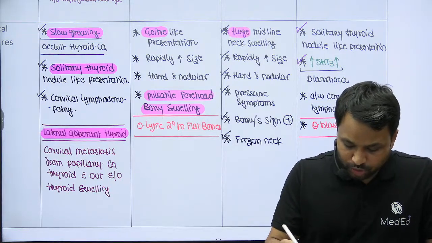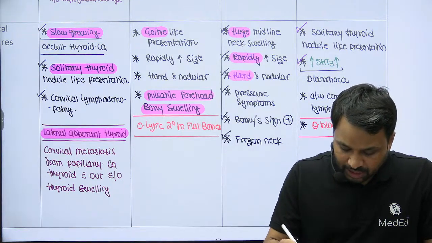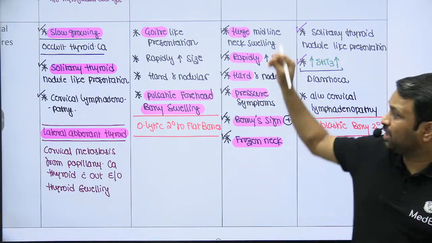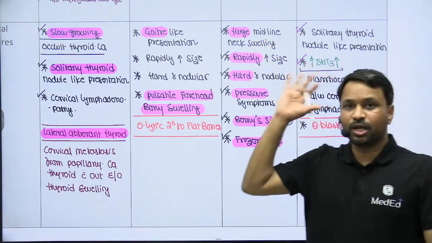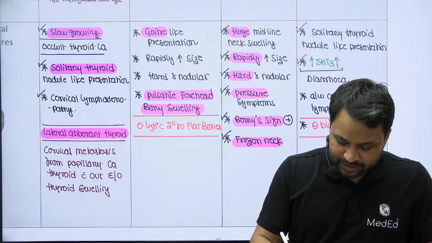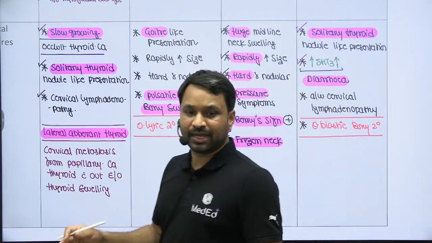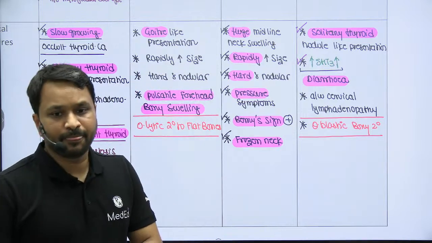Anaplastic: you'll see huge, rapidly increasing in size, hard, pressure symptoms, Berry sign positive, frozen neck. Any of these words in combination will tell you it is anaplastic. If it is a solitary thyroid nodule-like presentation with diarrhea, it is your medullary cancer thyroid. Okay?